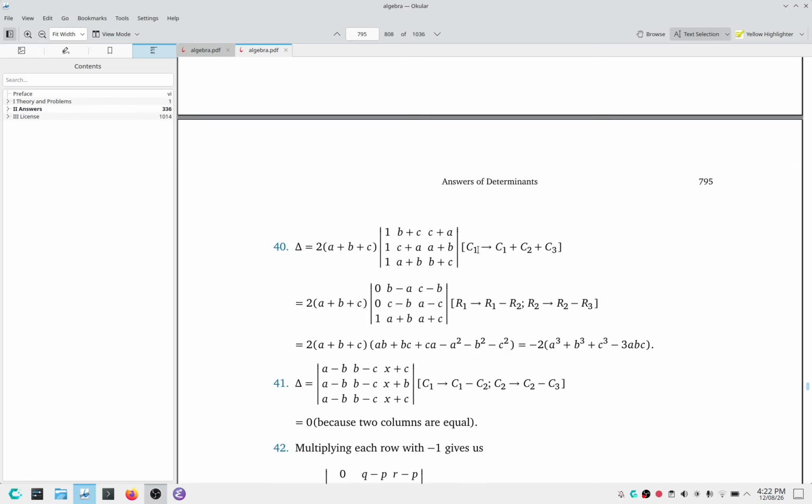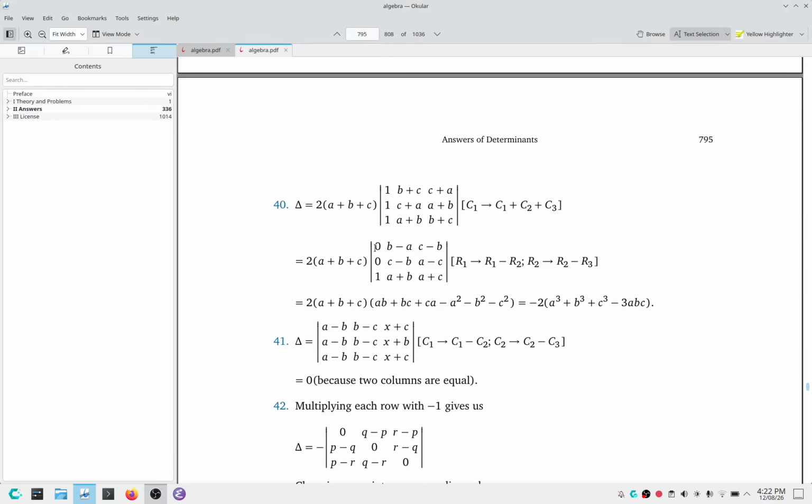So what we do is we do column 1 equals column 1 plus column 3. The first column will become 2 times a plus b plus c, which we take out. Now once we have that, we do R1 equals R1 minus R2 and R2 equals R2 minus R3. We get two zeros here, and then we expand along the first column, and we arrive at the result that is trivial to verify, and it is minus 2 times (a cube plus b cube plus c cube minus 3abc). So with this, we come to the end of question number 40.